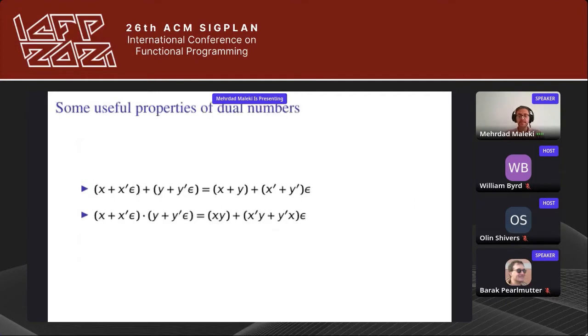So you can verify these two simple properties of addition and multiplication of dual numbers, like the addition and multiplication of complex numbers. And you can see the tangent part is like the element of the tangent space in the definition of the push forward. So we can see the duality between the push forward of the addition and the addition of the dual numbers.